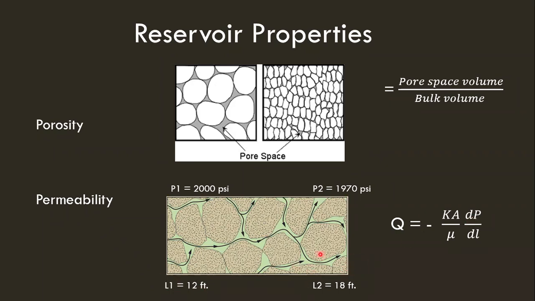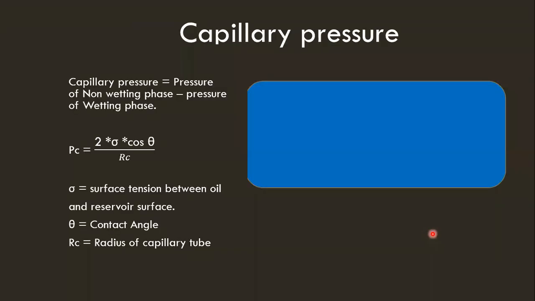If you put these values in dou P by dou L, then dou P is P2 minus P1, that is 1970 minus 2000, divided by 18. When you take P2, you have to take L2. So L2 is 18 and L1 is 12. The overall outcome is minus 30 by 6, that is minus 5. So the outcome is negative. Once you put the minus symbol over here, it will become overall positive. To make the flow rate positive, we use the negative symbol. That is how we estimate permeability. And then let us start with capillary pressure.